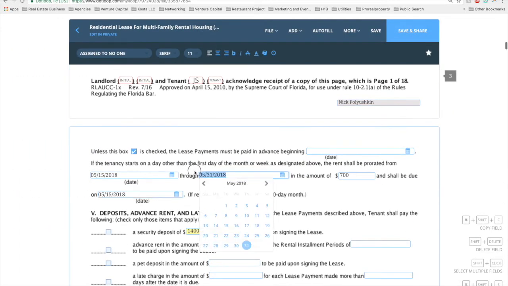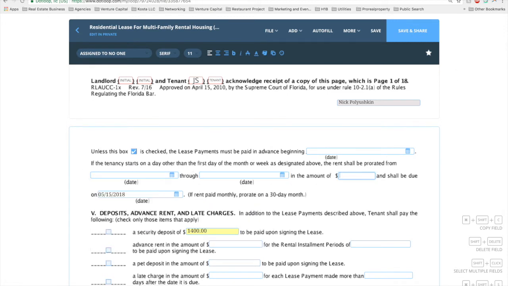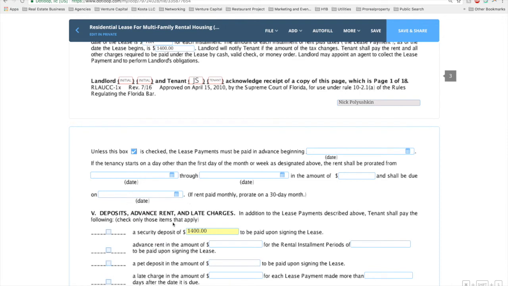But in our case, this is just for an example. We don't have the lease starting in the middle of the month. John would like to move in on the 1st and pay on the 1st of each month. But now you know. Deposit, advance rent, and late charges.